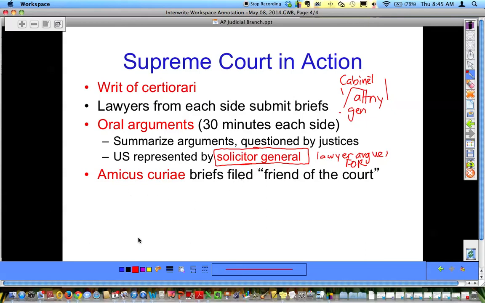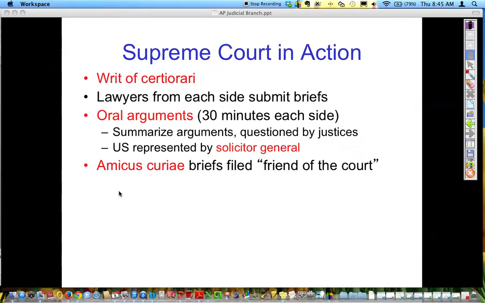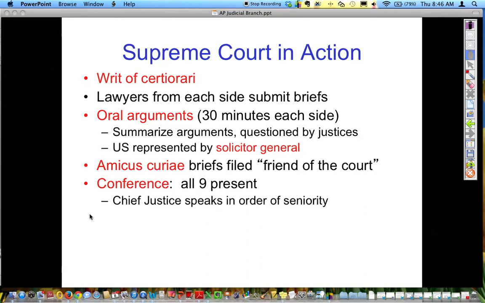We've already briefly mentioned amicus curiae briefs. That's the way to lobby the Supreme Court. Once they are in conference, which is an individual room with a table, and they have all their materials, and once they've heard these oral arguments, this is the first time that they really get to discuss the case as a whole. All 9 are present. The Chief Justice speaks first in order of seniority, and they go around the table. Everybody gets to speak about the case at hand before anybody else gets to speak twice.